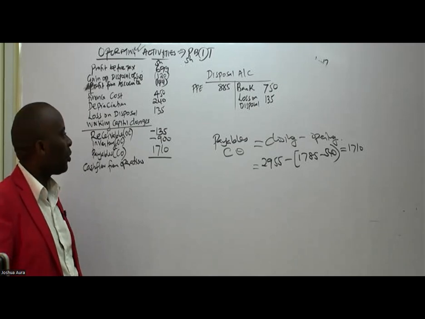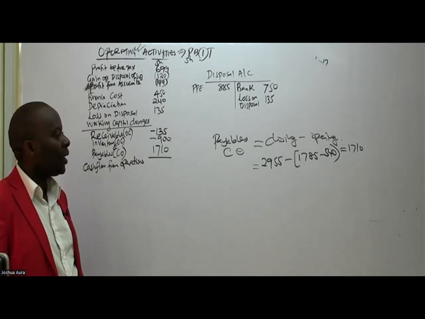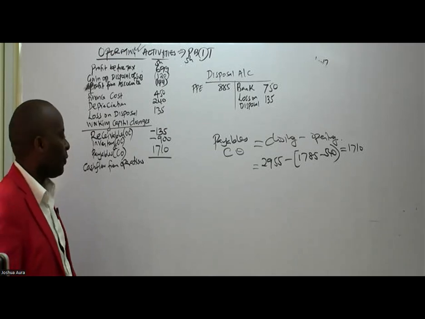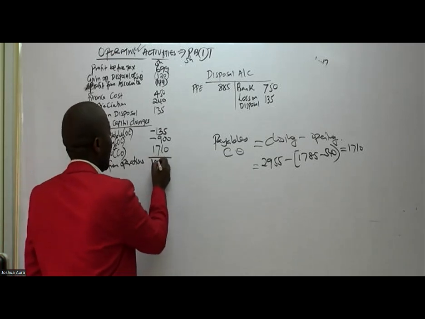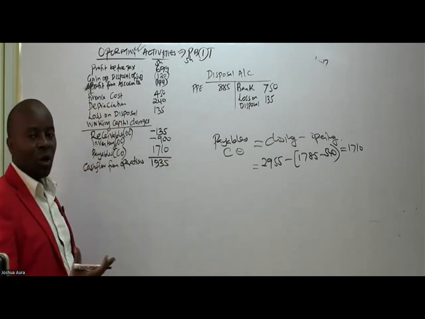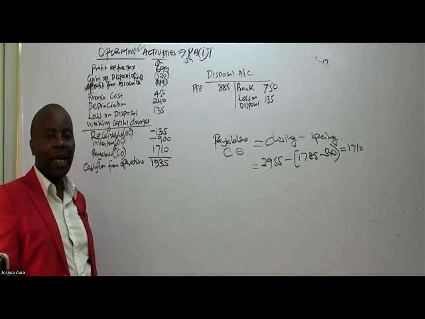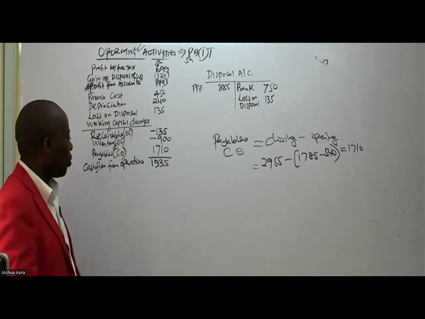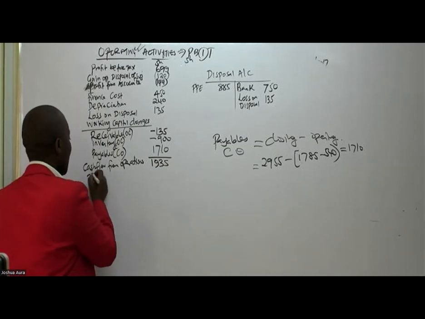Just take your time. What are we going to get here? 1935. Thank you very much. So this is 1935. Out of our operations, we shall go straight ahead and pay taxes. So tax paid.